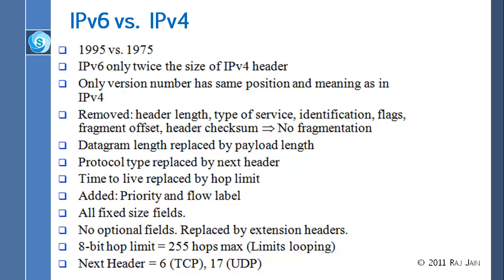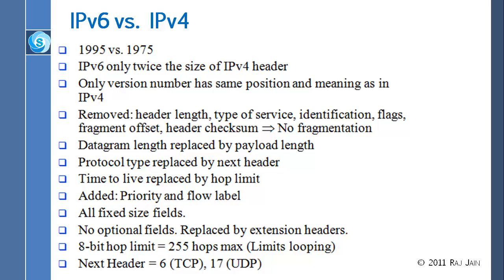Data length is replaced by payload length, protocol type replaced by next header. So in the previous one we had a protocol type where we would say the next header is TCP, because you could have IP inside IP, but generally inside IP you will have TCP or UDP. So this will have the protocol number for that. But now here, before the TCP comes, you might have some other IPv6 headers. They have a number too. All right?